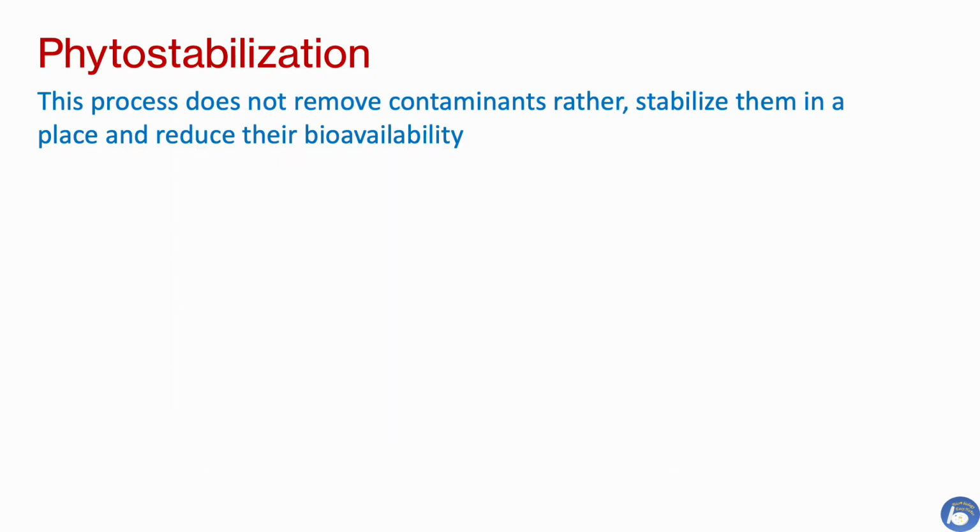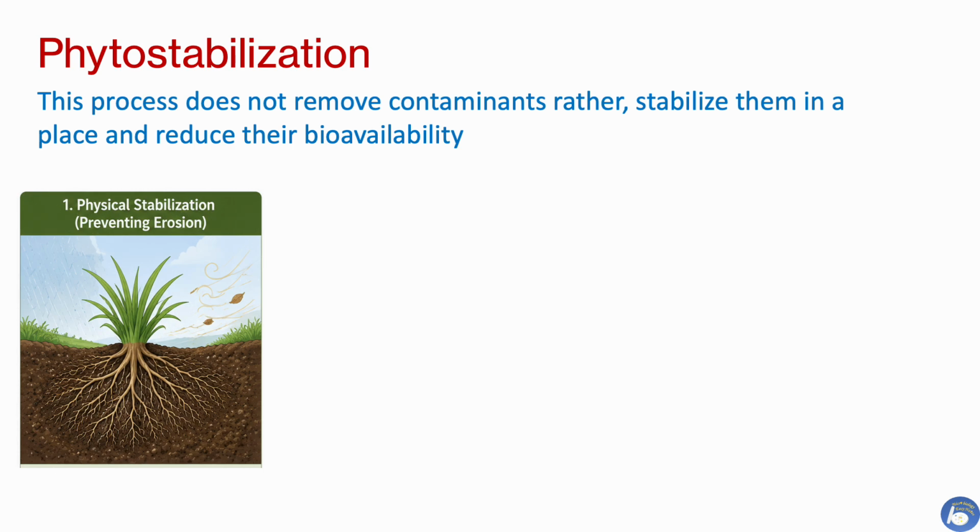Next mechanism is phytostabilization. The goal of phytostabilization is not to remove the contaminants but to immobilize them in place, reducing their bioavailability and preventing them from spreading into the environment. How does it work? Plant types are selected for low accumulation of a pollutant. As plants grow, the dense root system of plants physically stabilizes the soil and prevents erosion by wind or rain.